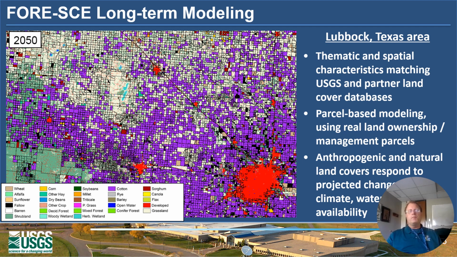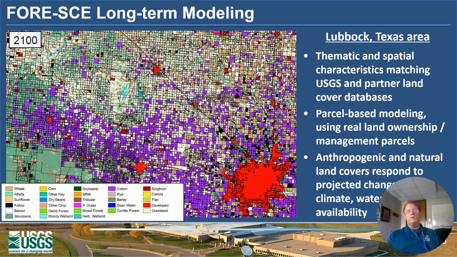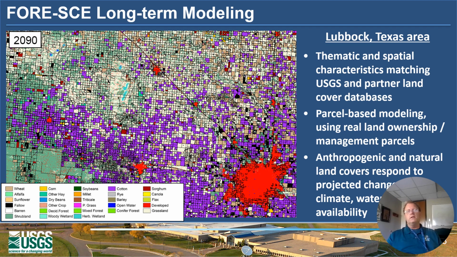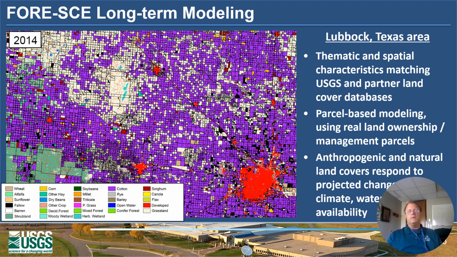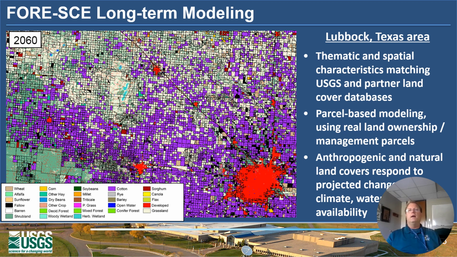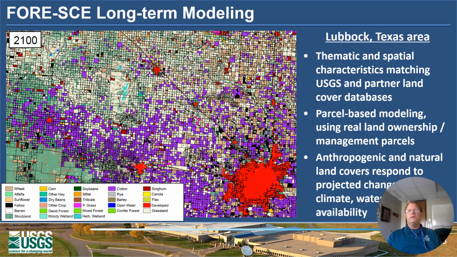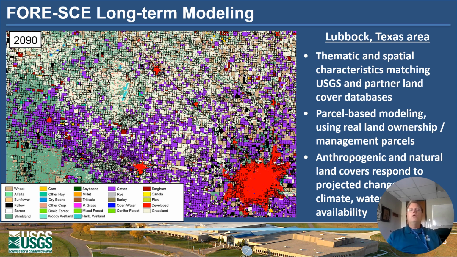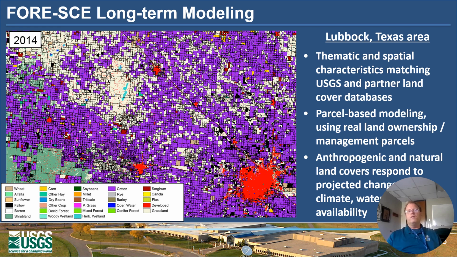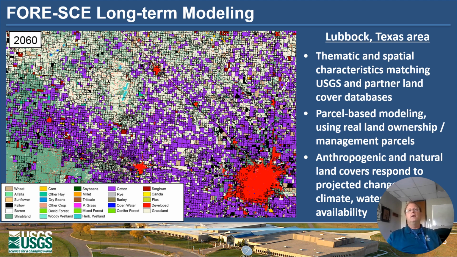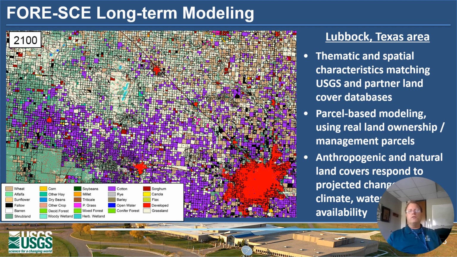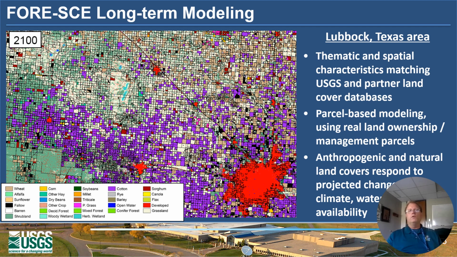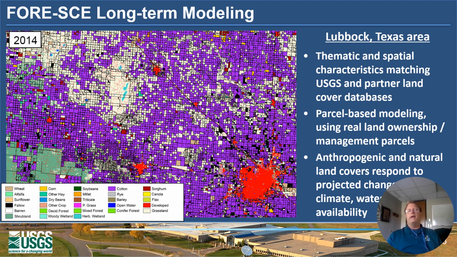So this is an example of the type of product we produce. This is a graphic, if you've ever seen me present, you've probably seen, but this is down in Lubbock, Texas. First of all, the black lines that you see are real land ownership and land management parcels. What we try to do, again, is replicate the data sets that our users are using, whether that's NLCD or LCMAP, or in this case, the cropland data layer from the U.S. Department of Ag, which has basically NLCD classes, but also thematic cropland classes. We're using parcel-based modeling, and so you don't see pixel by pixel change for the anthropogenic change.